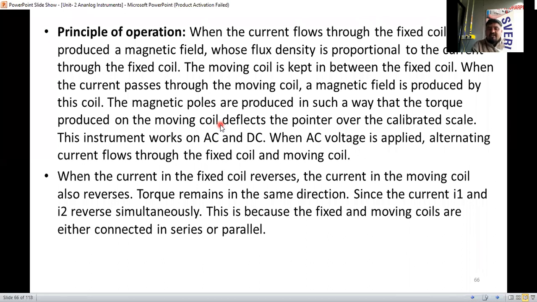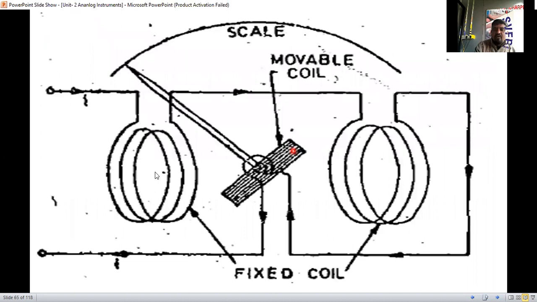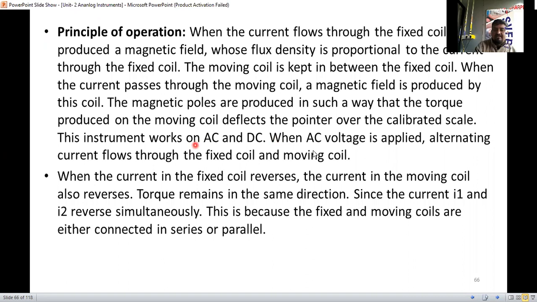So if it is deflected, the pointer is also deflected, because the spindle is connected to that coil only. The spindle is also connected to the pointer. If the spindle starts to rotate, then the pointer will move over the calibrated scale here. So this instrument, I told you, is going to work for both AC and DC.